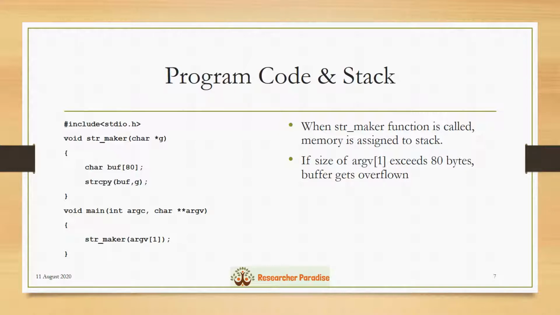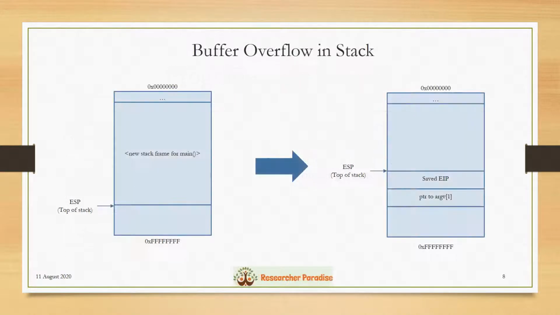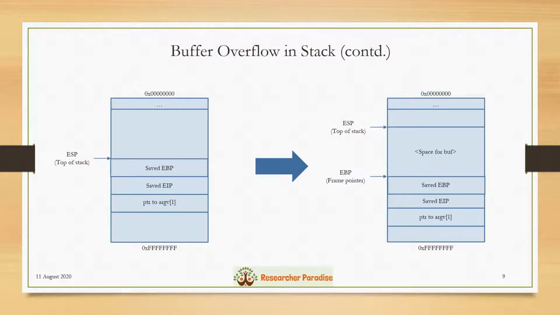So let us understand it with the help of a graphic. When the C program runs, a new stack frame is assigned to the main function. After that, a pointer is made to point to the location where our first command line argument supplied by the user is stored. The main makes a call to the function string maker, with a pointer to the argv1. Inside string maker, a new character array buff is created of size 80 bytes. The point of returning to the main is stored in EBP, and the ESP moves further ahead into the function.